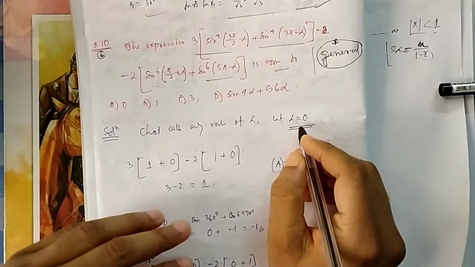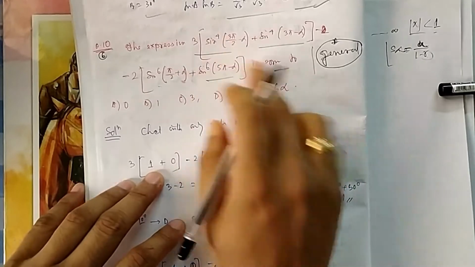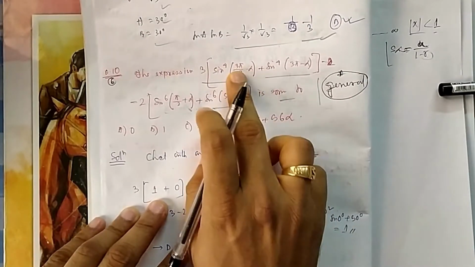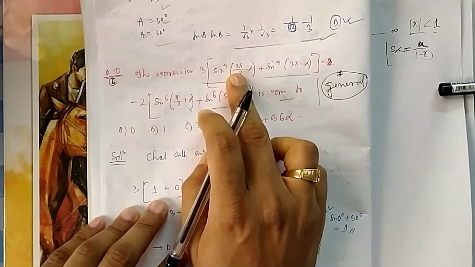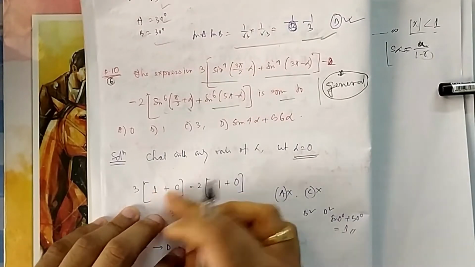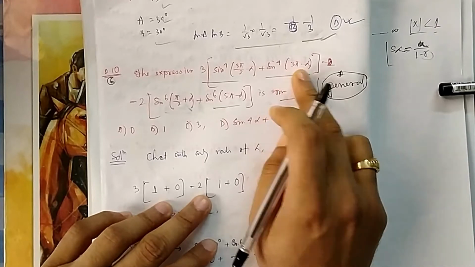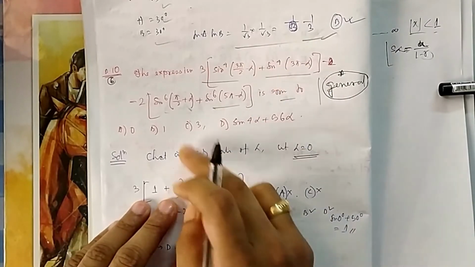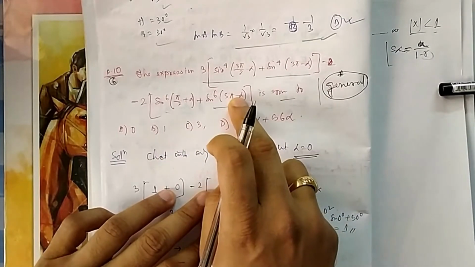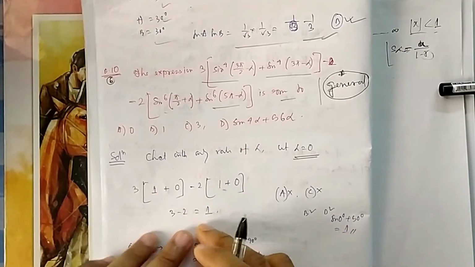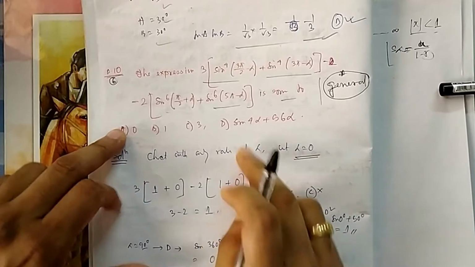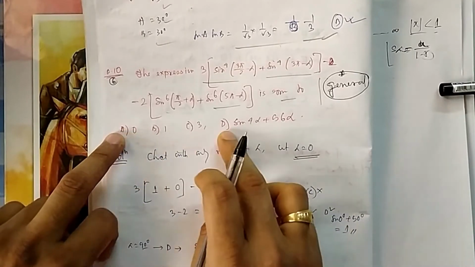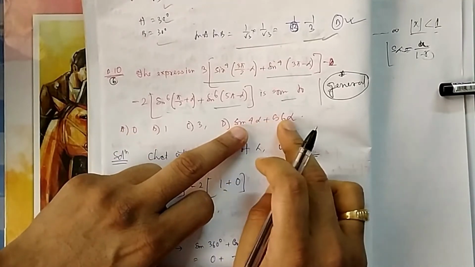So if you check with alpha equal to 0, if you put alpha 0 here, what will be this one? Sine 90, sine 270. Sine 270 is minus 1, to the power 4 is plus 1. This is sine pi, so it is 0. Here also it is sine pi, again 0. So if you solve it, this whole expression becomes 1. So obviously A will not be the answer. D, let me check. If I put alpha 0, what is the answer here?